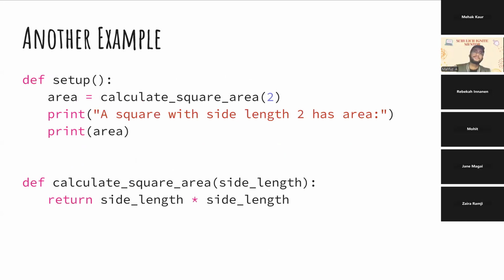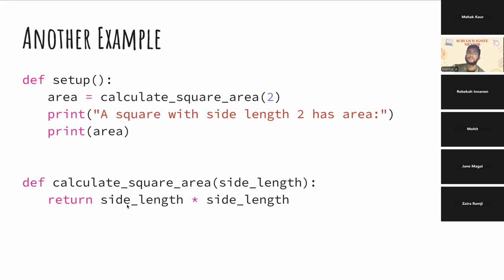So here we have def setup. We're calculating the area. We have a parameter of 2, and we're passing it into our calculate square area function. It calculates, as you guys know, the area of a square: since all sides are the same, it's just one side times another side. It's like side length squared.